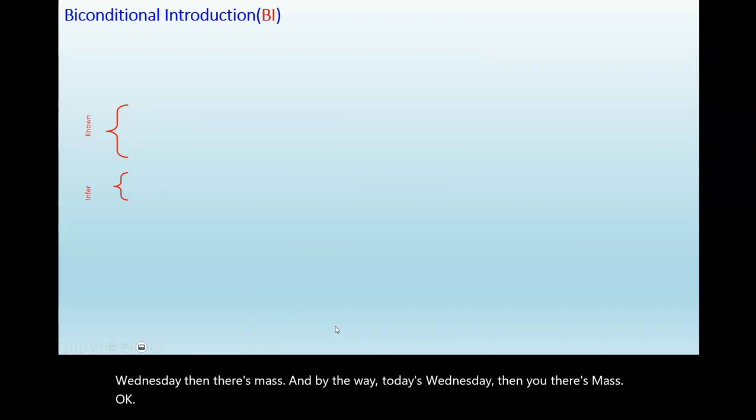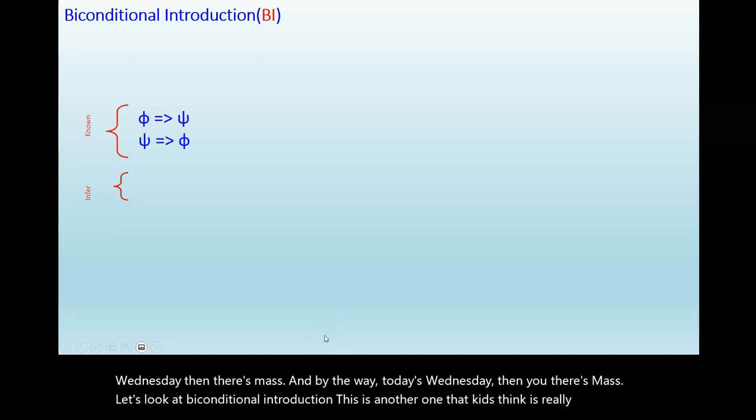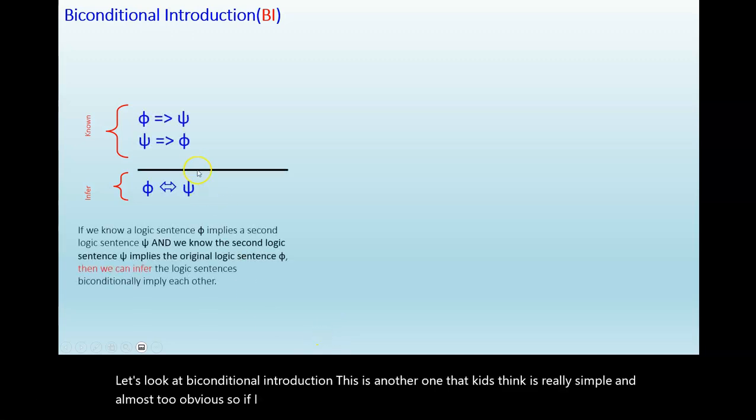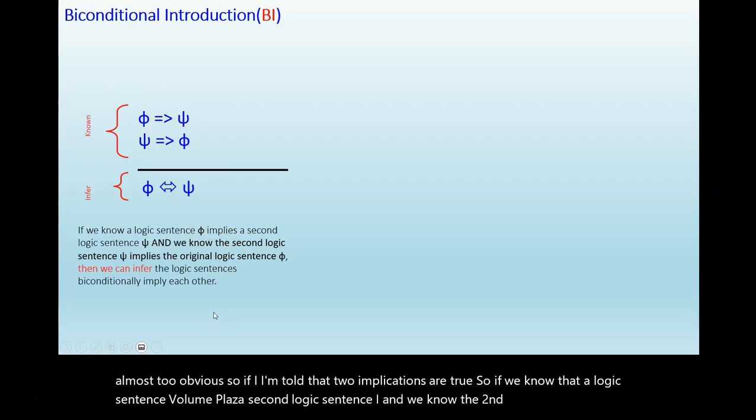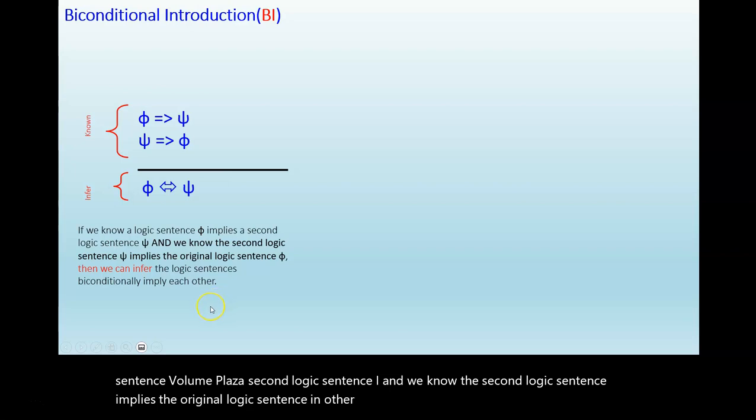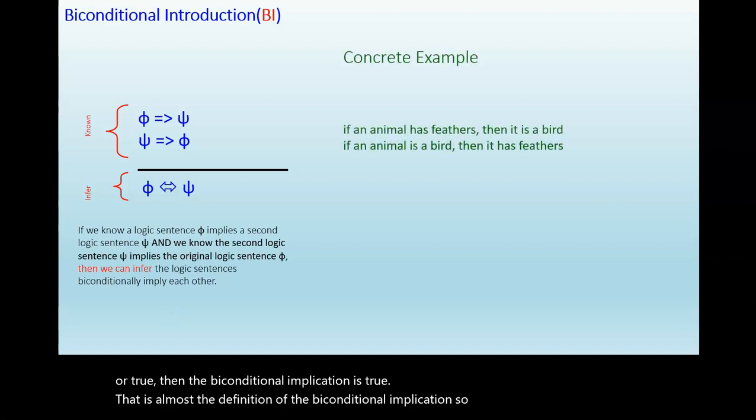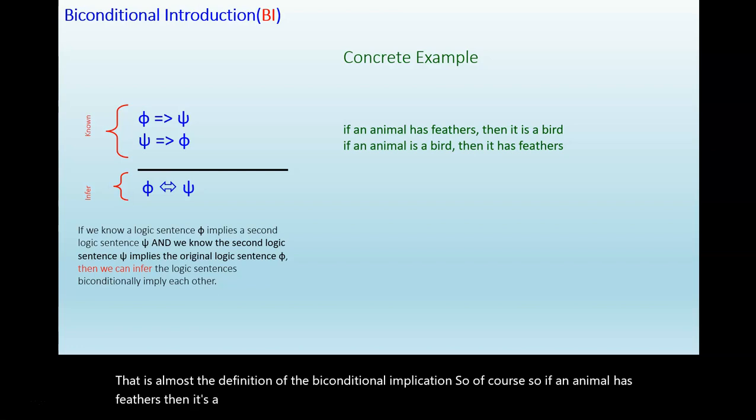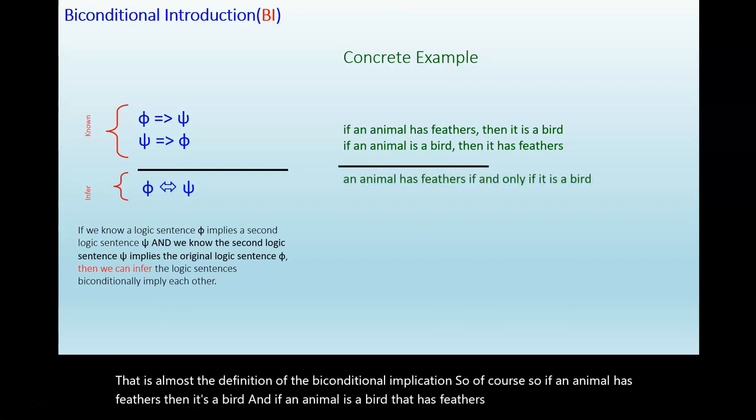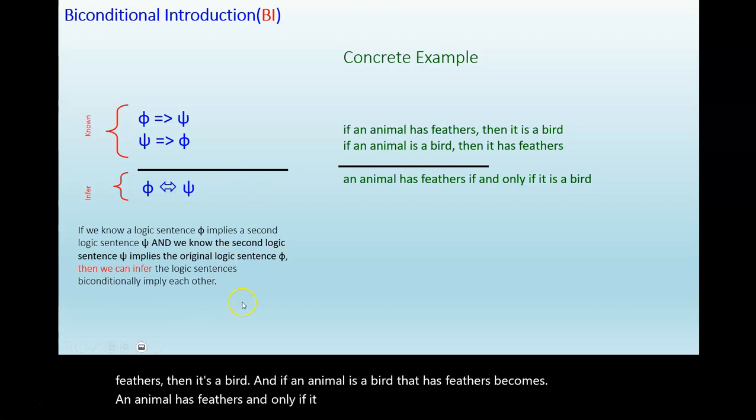Okay. Let's look at biconditional introduction. This is another one that kids think is really simple and almost too obvious. So if I am told that two implications are true, so if we know that a logic sentence phi implies a second logic sentence psi, and we know the second logic sentence implies the original logic sentence, in other words, we know both directions of the implication are true, well then the biconditional implication is true. Well, that is almost the definition of the biconditional implication, so of course. So if an animal has feathers, then it's a bird, and if an animal is a bird, then it has feathers, becomes an animal has feathers if and only if it is a bird. And that's how we say it.